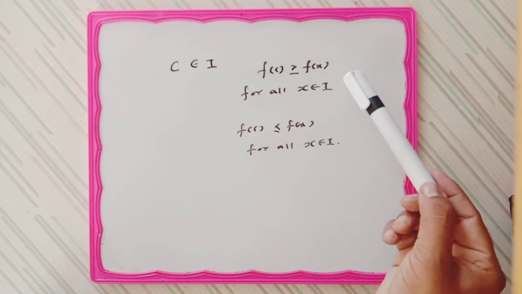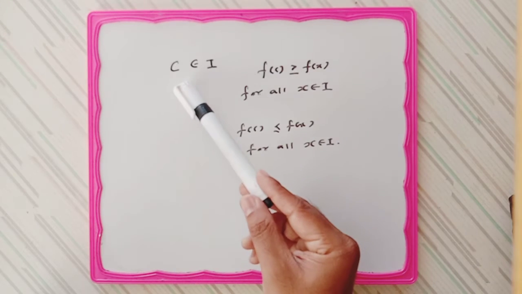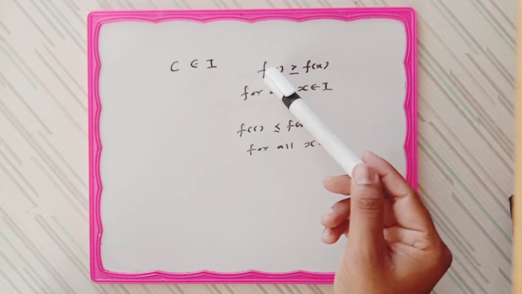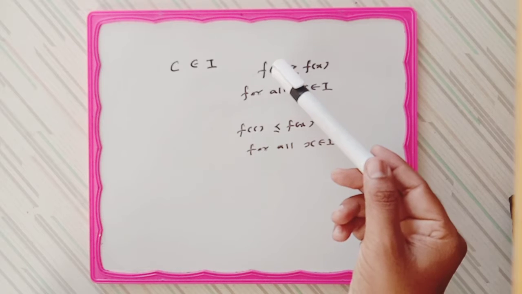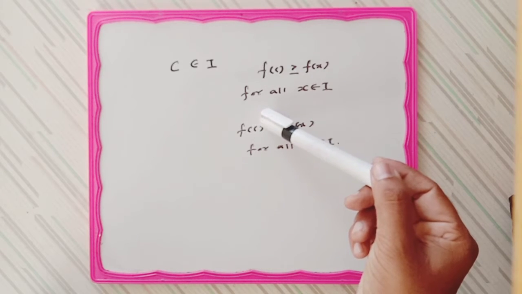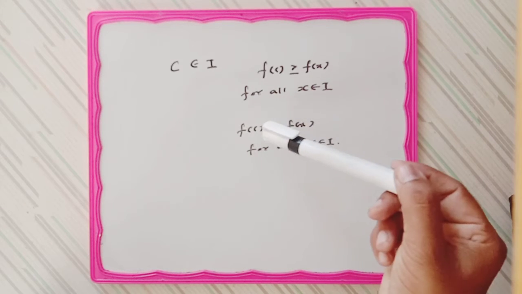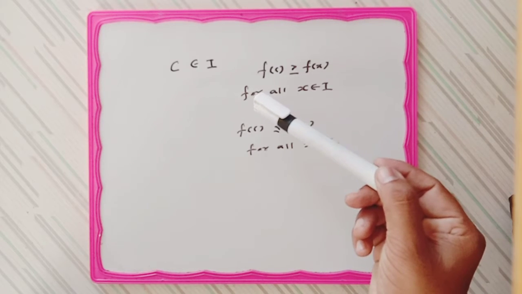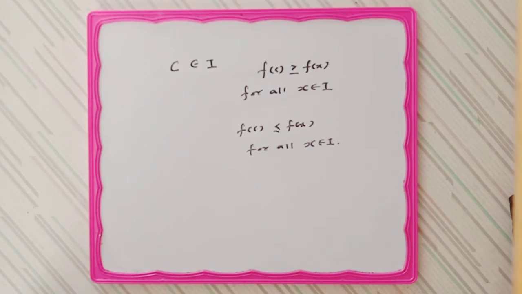So in the interval I, for all values of x we find f(x). If c is a number such that the f(c) value is greater than or equal to all the other values, then we can say that f(c) is the maximum. And if f(c) is smaller than all the other values, then f(c) is called the minimum value. Then c is called the extreme point, where it shows the maximum and minimum of the values.